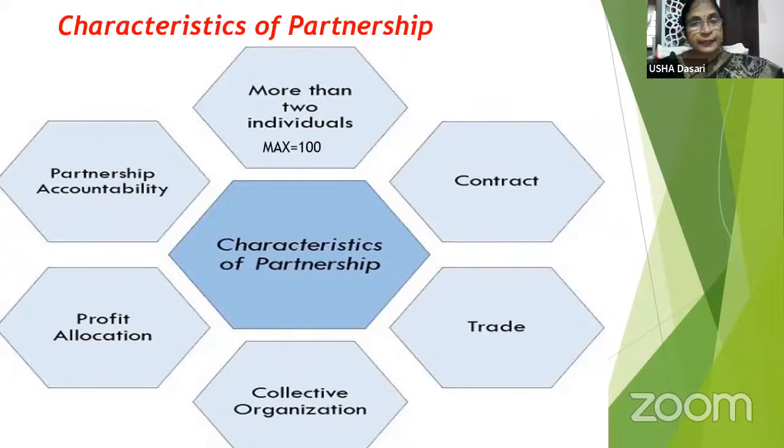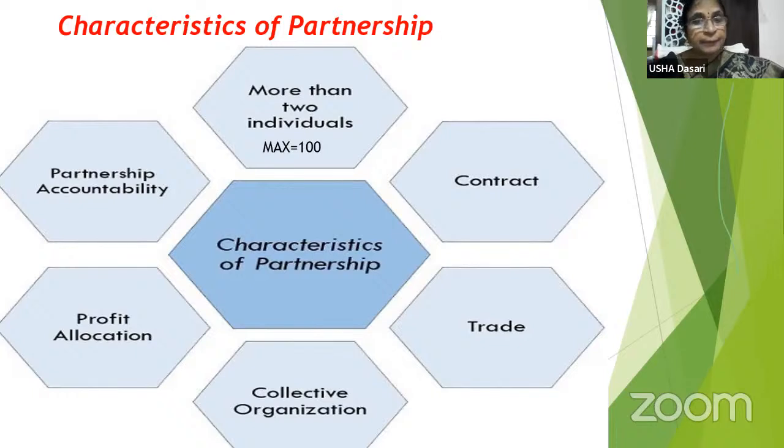Apart from all these characteristics, the important characteristic left is unlimited liability. That is very, very important. As in the case of the sole trading concern, the liability of the partners of the firm is unlimited. That means the responsibility is more. In case some obligation arises, not only the partnership assets, but also the private property of the partners can be taken for the payment of the liabilities of the firm to the third parties. So this is a very, very important characteristic.